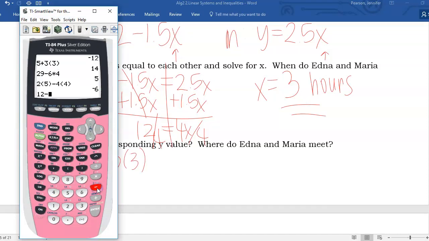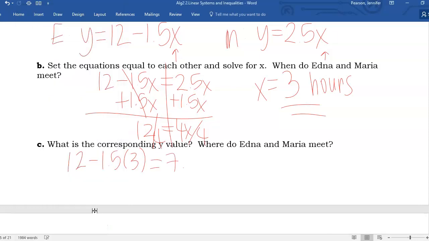12 minus 1.5 times 3. And we'll go straight to the second one also. 2.5 times 3. We got 7.5 for both answers, so I believe 7.5 is correct. They hiked for 3 hours each and for a total of 7.5 miles each. That sounds like a fun hiking day.